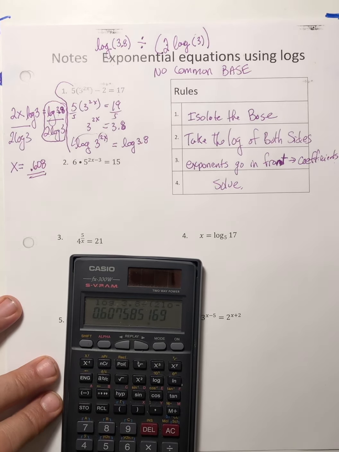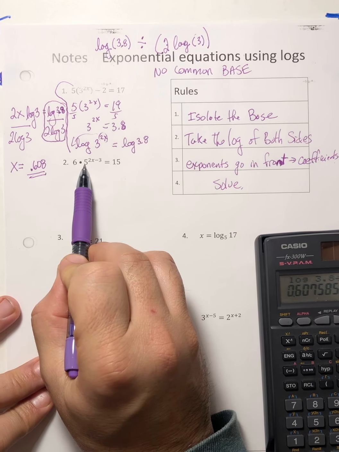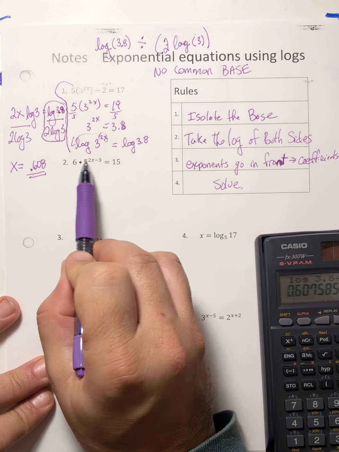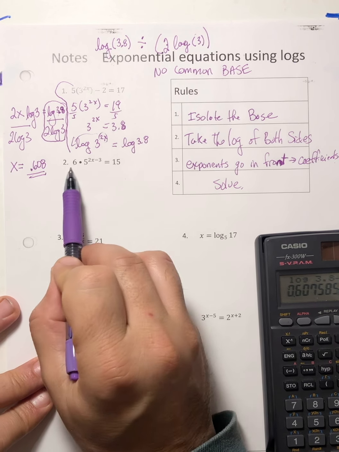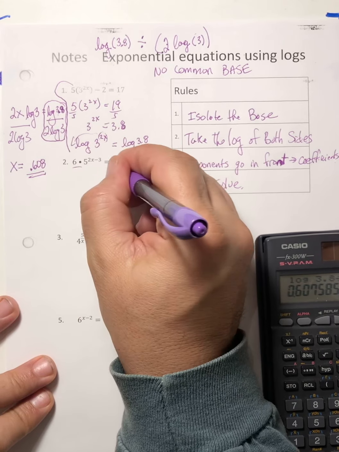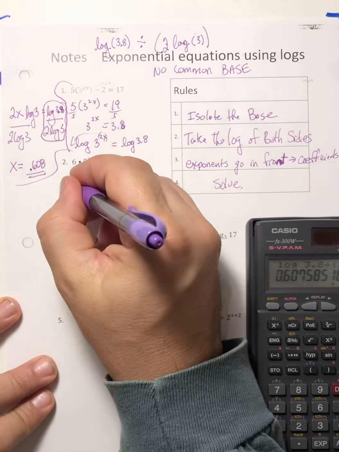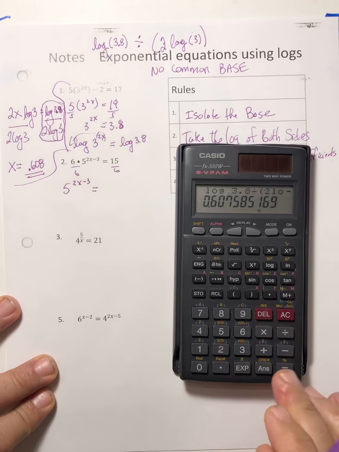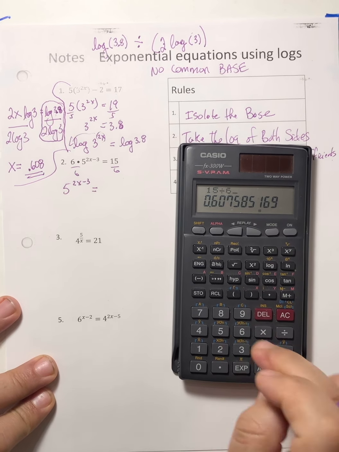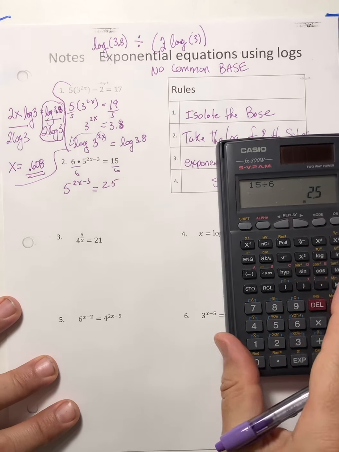Done. Okay? I cannot multiply these two together. That 5 has an exponent attached to it. There's no exponent on the other. These are not the same base. So what's the first thing I'm going to do? That's right, divide by 6. So then I have 5 to the 2x minus 3 equals whatever 15 divided by 6 is. So 15 divided by 6 I think is a nice decimal. Yep, 2.5. And I got to take the log of both sides.